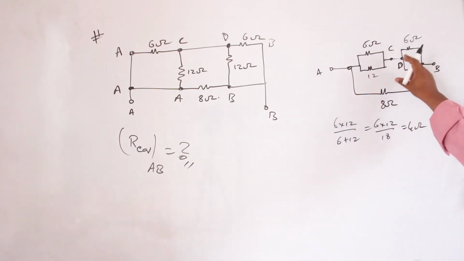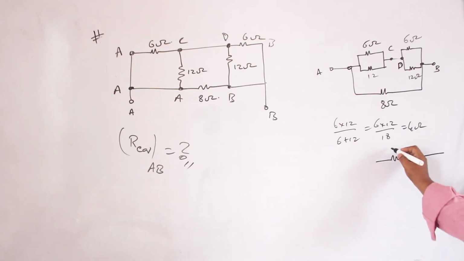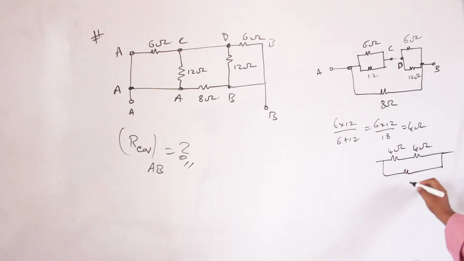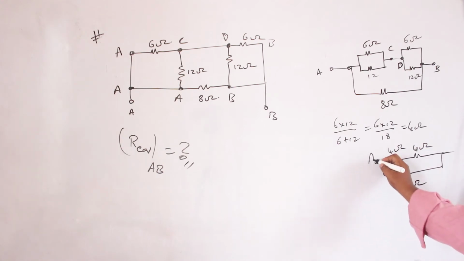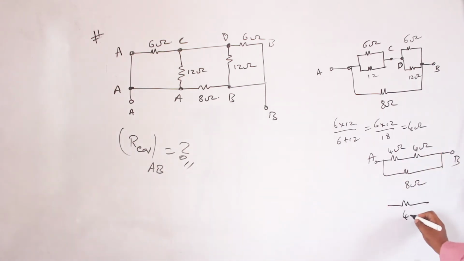So this 4 ohms and this 4 ohms are connected in series connection. So my equivalent circuit is like this. This is 4 ohms, this is also 4 ohms, and this is my 8 ohms resistor. This is terminal A and this is terminal B. So 4 and 4 in series give a total of 8 ohms, and 8 and 8 are connected in parallel. Therefore the total equivalent resistance is 4 ohms. That is my answer.